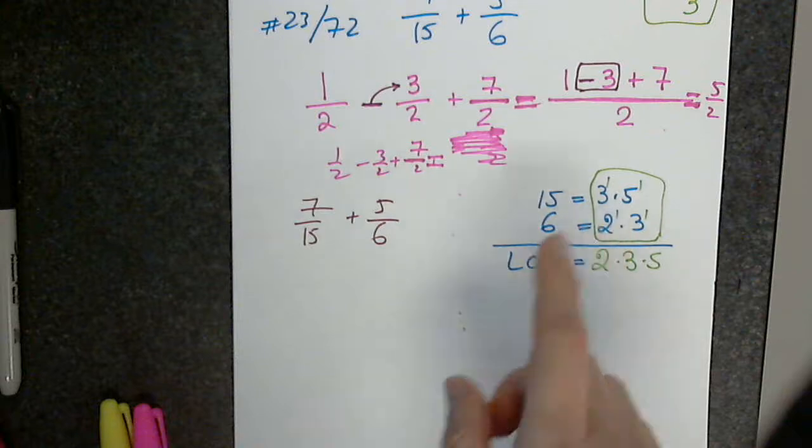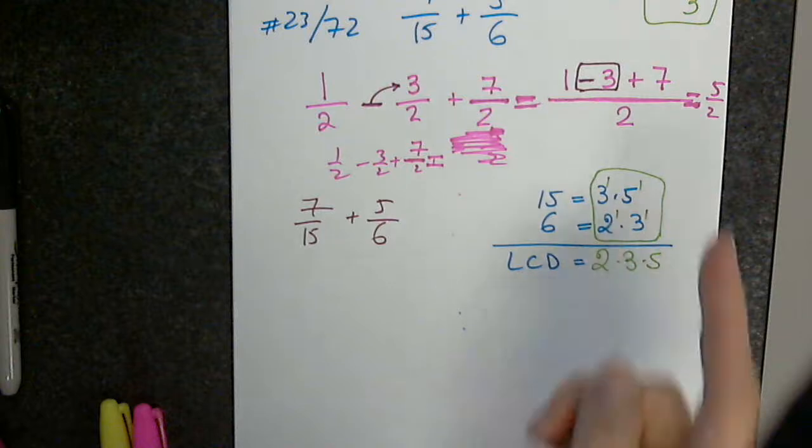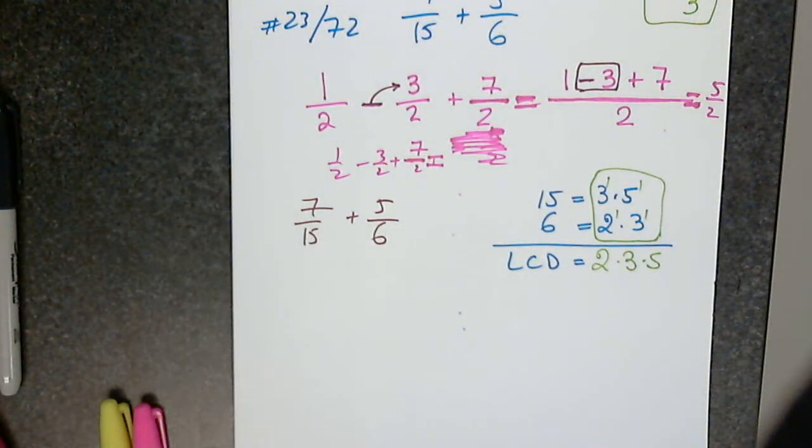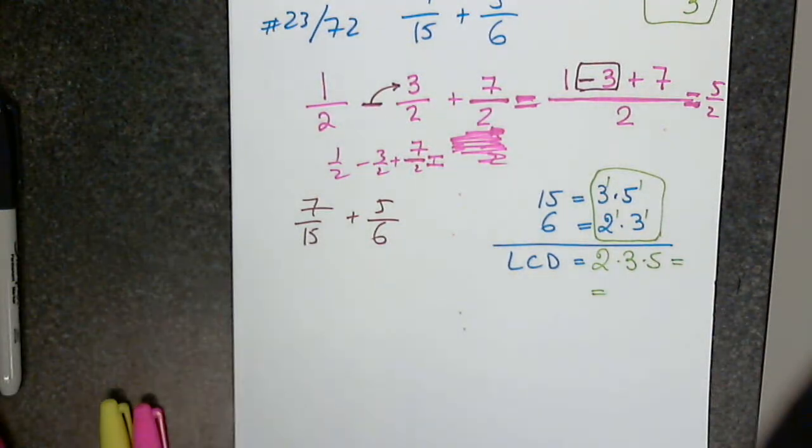What is the largest power? Not the sum of the powers. What is the largest power that 3 has in the box? 1. So it has to stay with power 1. What is the largest power that 5 has in the box? 1. So it has to stay with power 1. Therefore, the least common denominator would be now a product and nothing else.